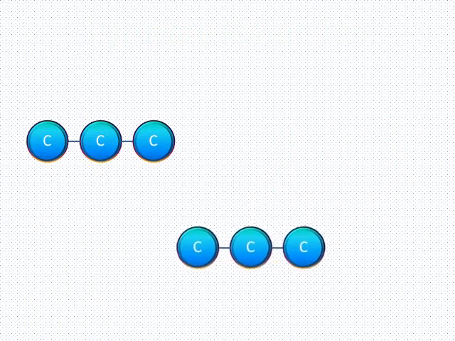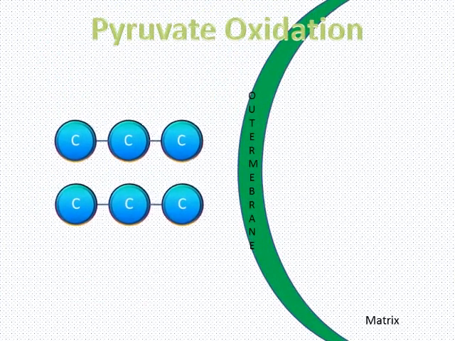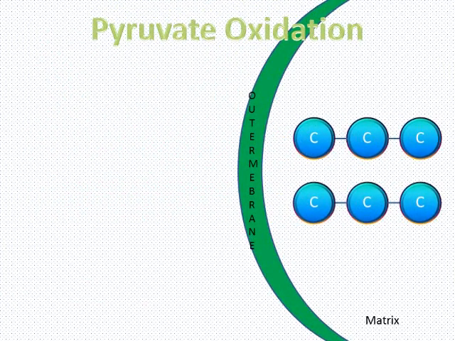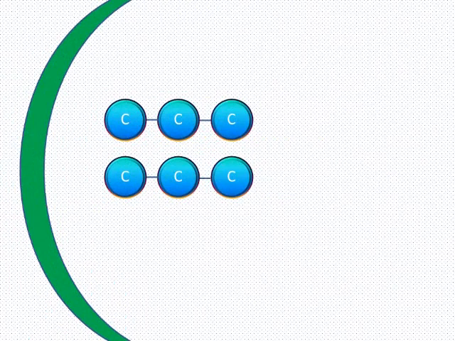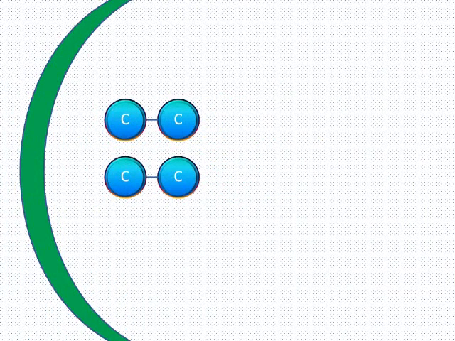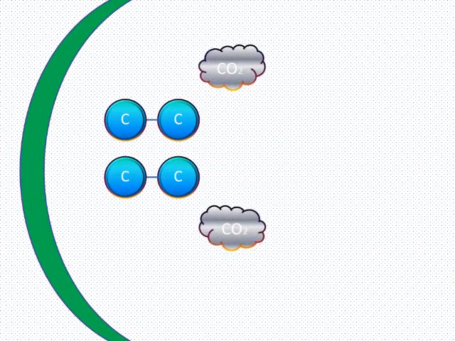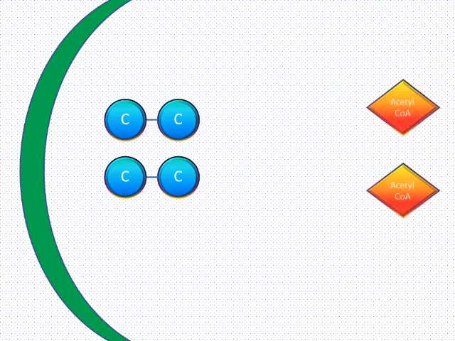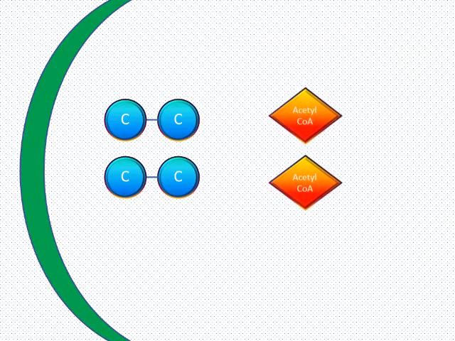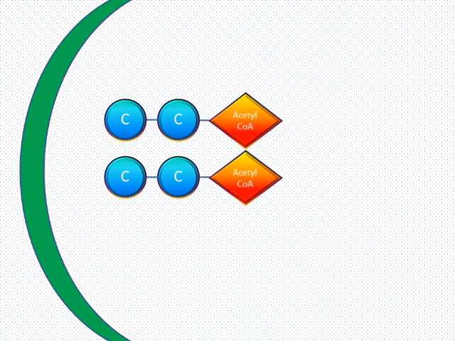The pyruvate is transported through the membrane of the mitochondria and into the matrix using facilitated diffusion, where pyruvate oxidation begins. Once in the matrix, a carbon is removed and attaches to an O2 to form carbon dioxide, replaced by coenzyme A to create acetyl-CoA, also forming NADH from NAD+.